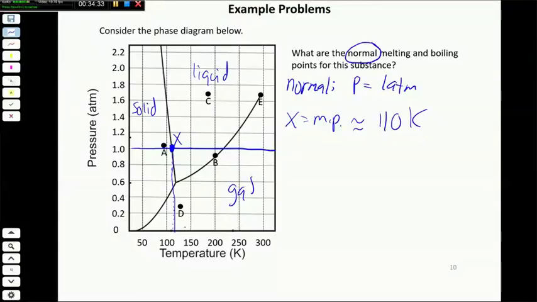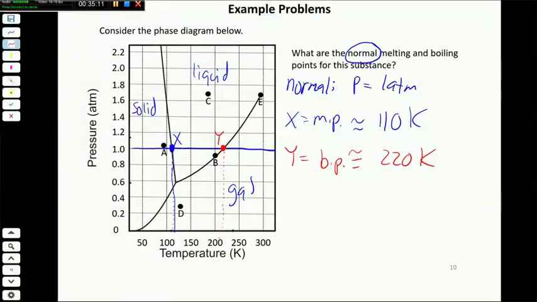And then if we want to find the normal boiling point, again still at 1 atmosphere, we go over to the liquid-gas line and figure out where that crosses 1 atmosphere. I'm going to label that as point Y here, which is our normal boiling point. And again, we extrapolate down to the x-axis to find the temperature, and with a little bit of estimation here, we'll call that 220 Kelvin. Obviously, you would pick the answer that's closest to that because it's not possible to get exactly from this diagram. But anyway, it's around 220 Kelvin when we go down to the x-axis here.